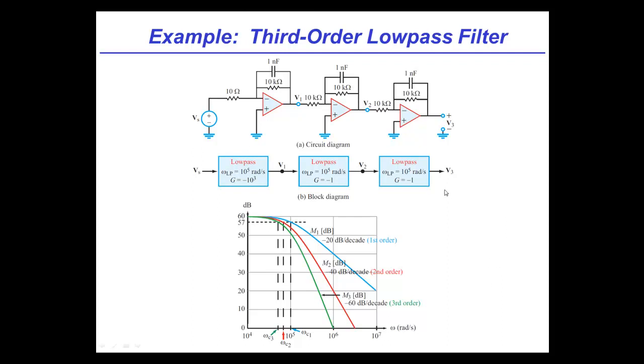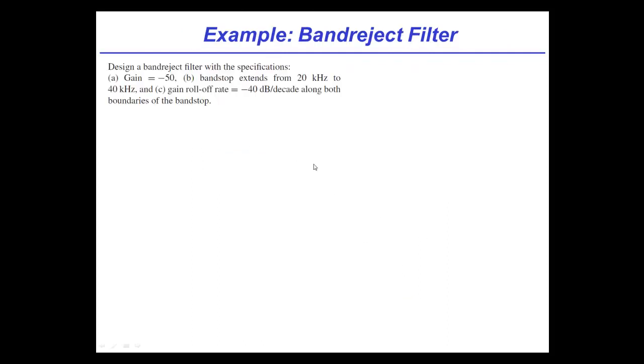Okay, but let's try to work through a more complex example now. Let's do an example of designing an arbitrary band reject filter. Okay, so here's the specs I'm going to give you. I want a gain of -50, and I'm going to tell you what I want the corners to be: 20 kilohertz to 40 kilohertz for that stop band. And I want a second order filter.